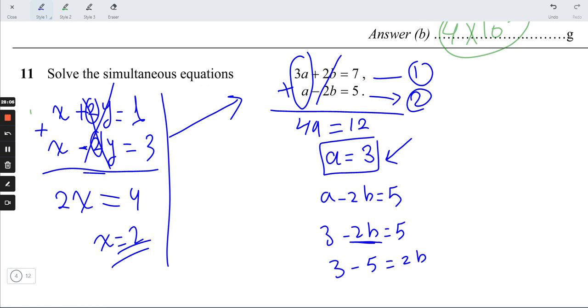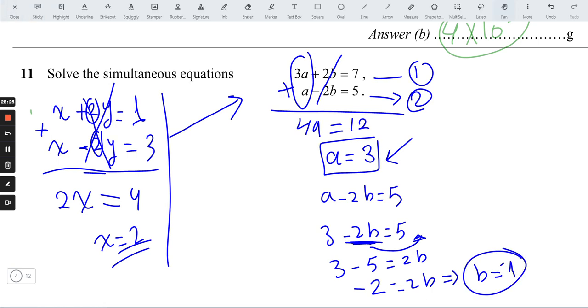Because we shifted this minus 2b to the right hand side, you have to change the sign from negative to positive. Same for 5, from positive to negative. Here will be minus 2 equal to 2b. Dividing both sides by 2, you will get b equal minus 1.